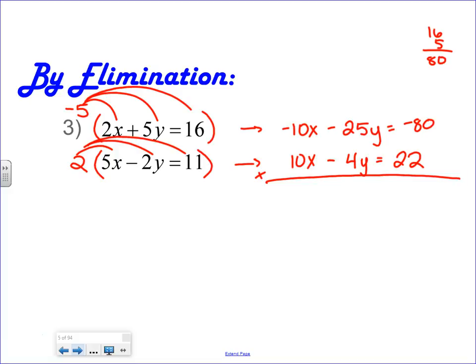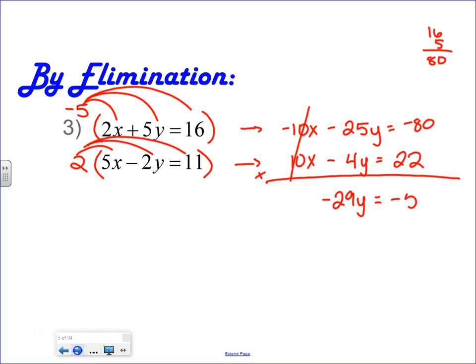So a negative 10x plus 10x crosses each other out, eliminated. Then we add down and we end up with 9y. Careful, watch out for those arithmetic mistakes. It's so easy to make, right? Negative 29y. Negative 80 plus 22. Any mental math? Is that negative 58?